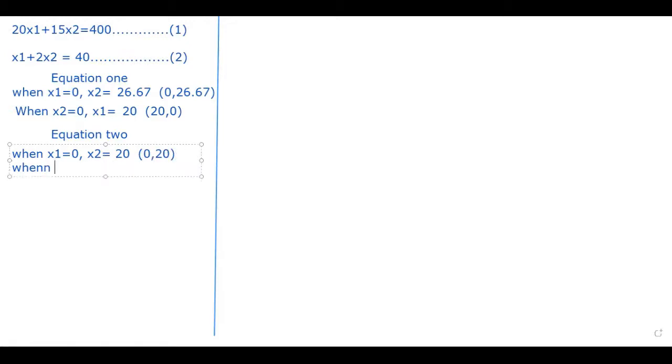Then when x2 is 0, x1 will be what? 40. x1 will be 40. Thank you, senior. So the coordinate will be 40, 0. Okay. So let's move on to plot our lines here.